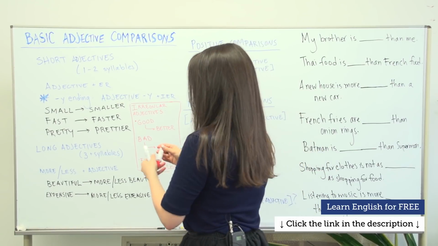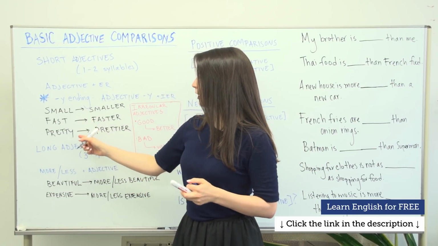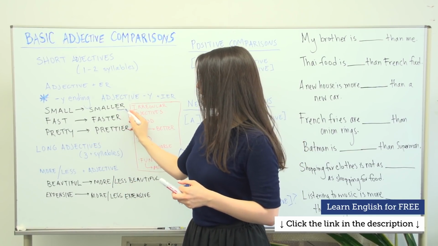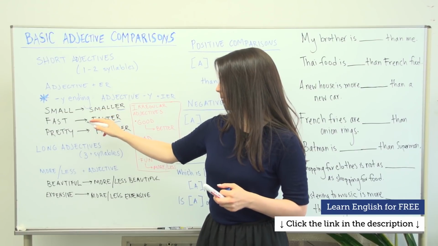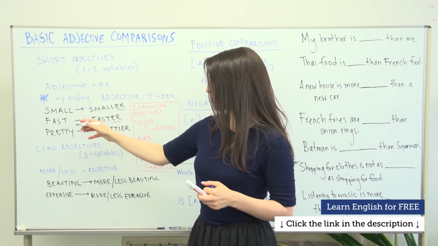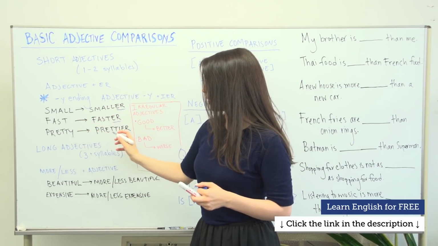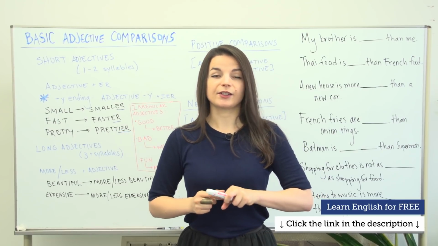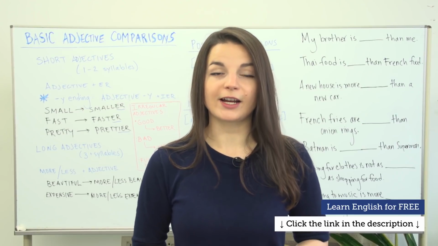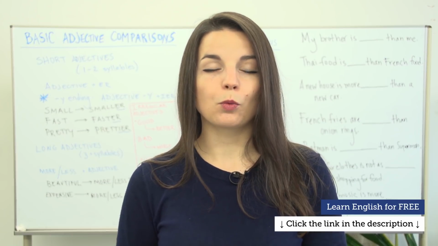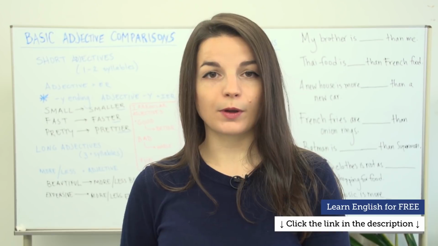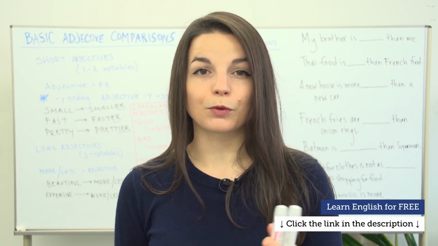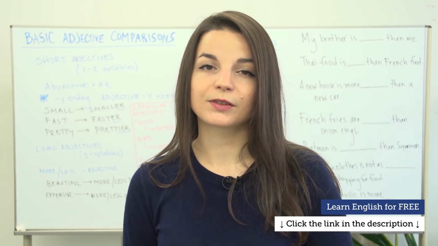Okay. So for example, with the 3 adjectives I just mentioned, small, fast, and pretty, we just add er to the end. Small becomes smaller, fast becomes faster, pretty becomes prettier here. So this is how we make the comparative form of a short adjective, 1 to 2 syllables. Okay. Let's talk about how to make the comparative form of an adjective with 3 or more syllables.